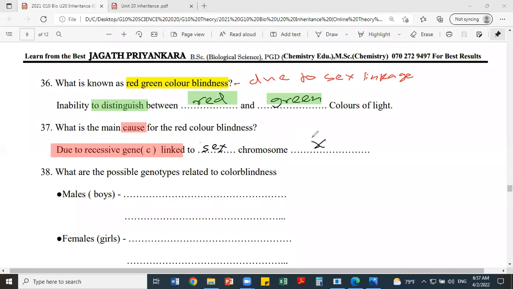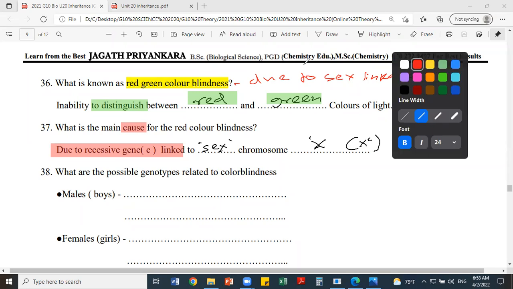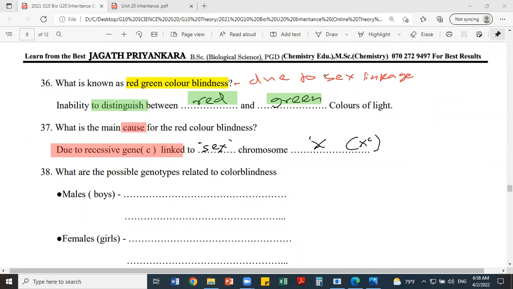Sex chromosome X. You can write here within brackets X simple c. Remember, these genes are not transferred by the Y chromosome. The Y chromosome has no connection with this, only the sex chromosome X. That's why only boys will get this disease, mostly from the female. It is also common among females and males, but females are the carriers.